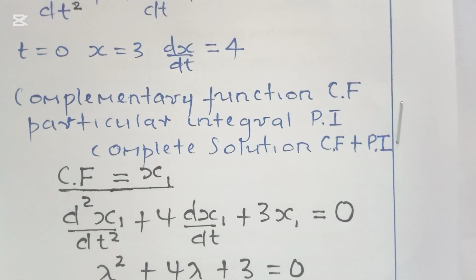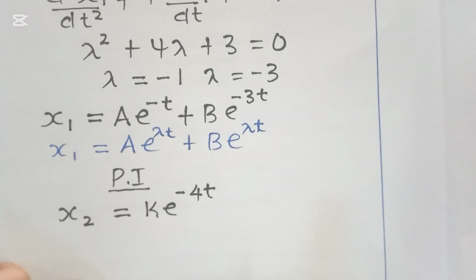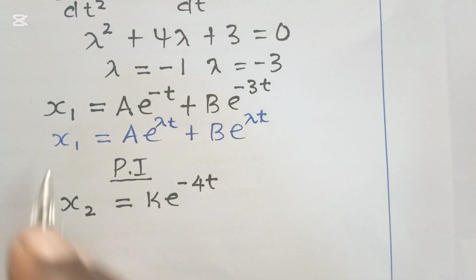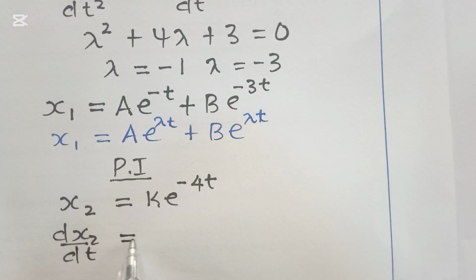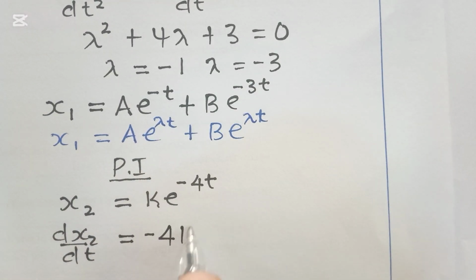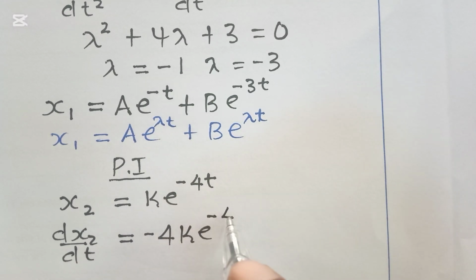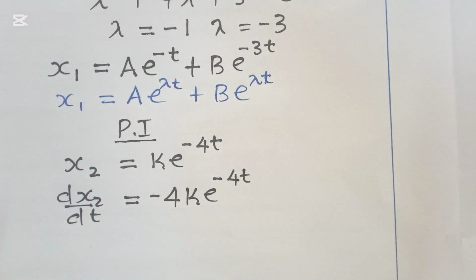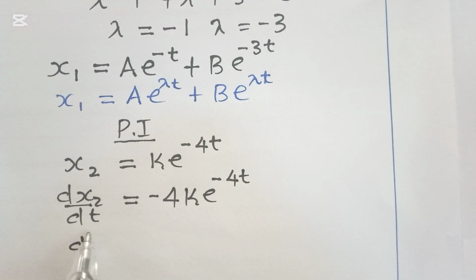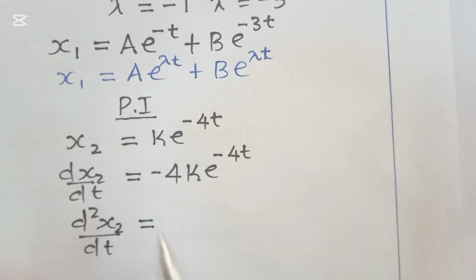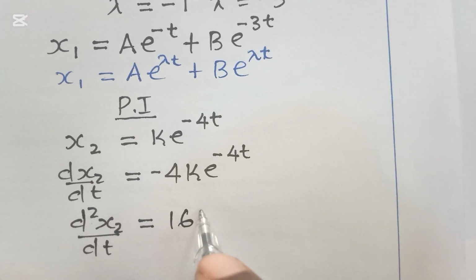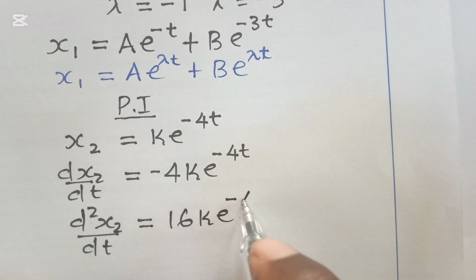So guys, we introduce a constant there, and now we are going to find out what that constant is, and we do that by differentiating x2, that is dx2 over dt. This gives us negative 4k e raised to negative 4t. We go ahead again, guys, we differentiate yet again, d squared x2 over dt squared, and this is going to give us 16k e raised to negative 4t.